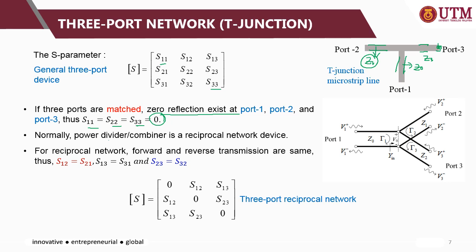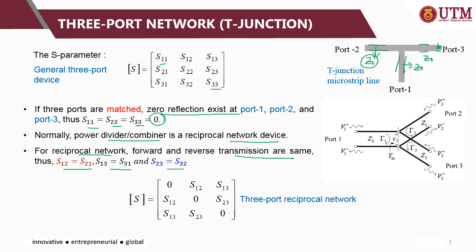Okay, normally a power divider or combiner is a reciprocal network device. If it is reciprocal, the forward and reverse transmission are the same. So S12 will be equal to S21, S13 equal to S31, and S23 will be equal to S32.